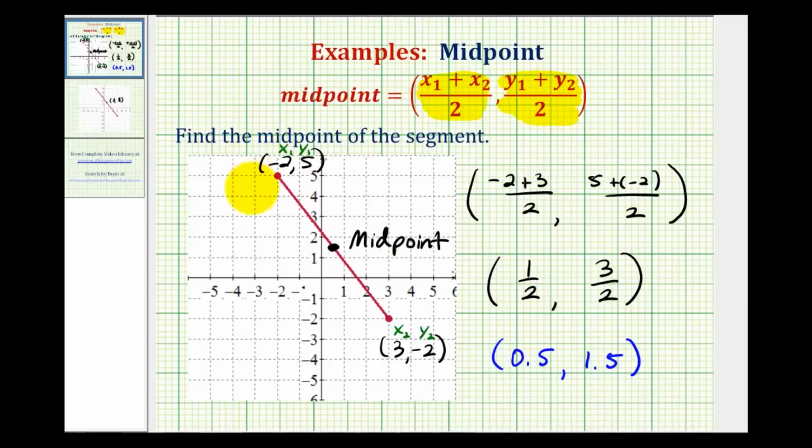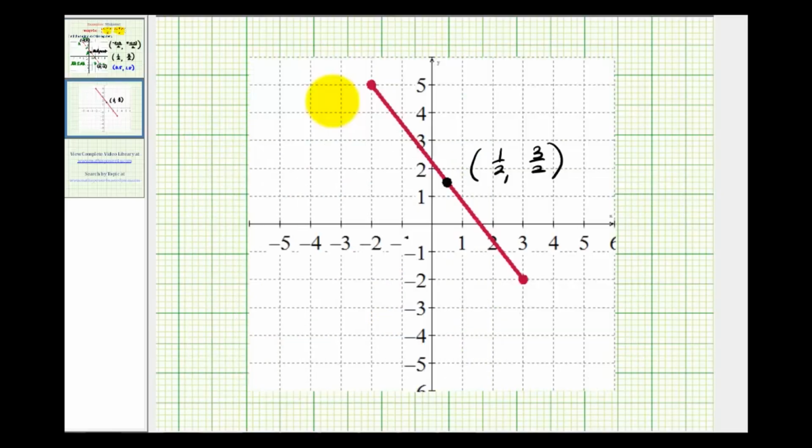Which means if this is segment AB with midpoint M, we can say that segment AM is congruent to segment MB. Which means segment AM is the same length as segment MB, which we can show using these hash marks. And I also graphed the segment and midpoint using graphing software. I hope you found this helpful.